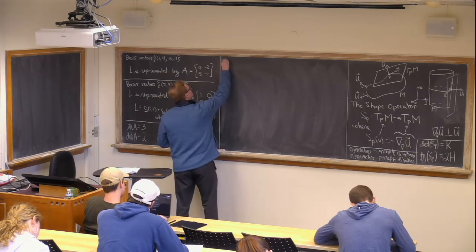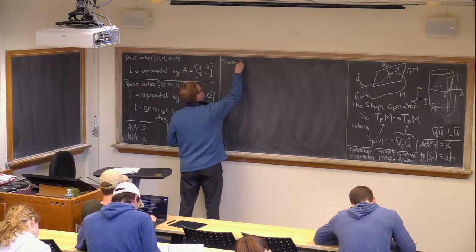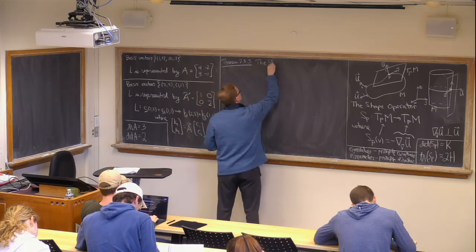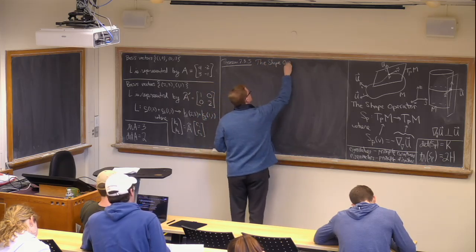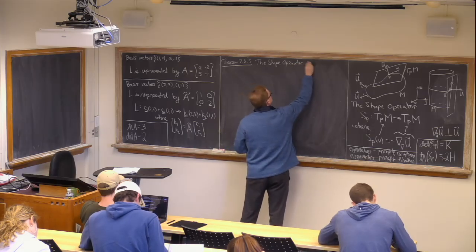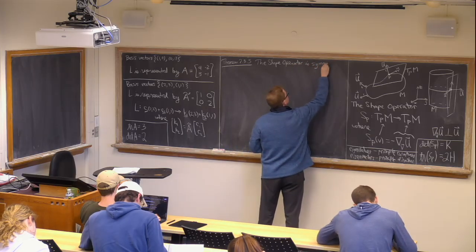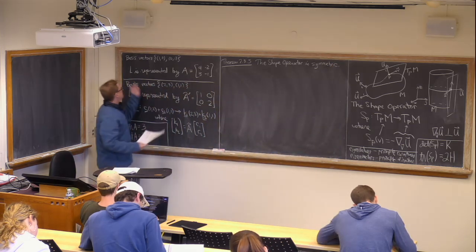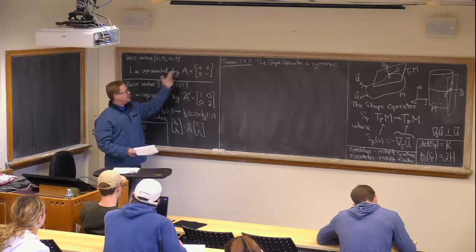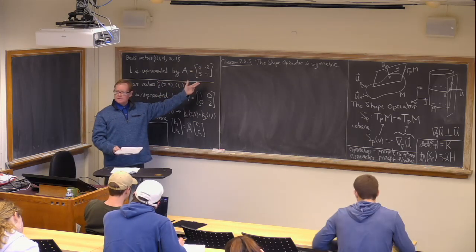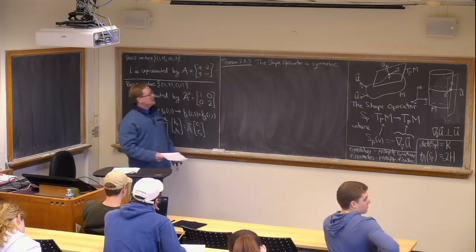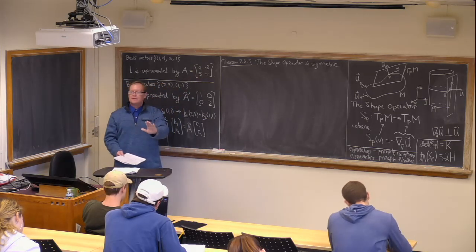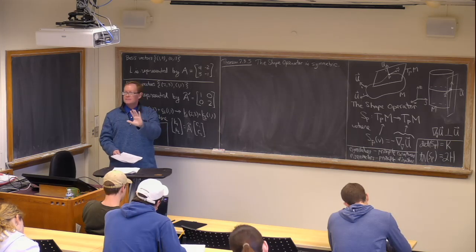So, theorem 2.3.5: the shape operator is symmetric. By the way, what does that mean? Remember the shape operator, this linear operator L, is different than its representation by a 2x2 matrix. So I'm not saying that the representation will be symmetric. And by the way, the representation matrix might not be symmetric depending on your choice of basis vectors, okay?